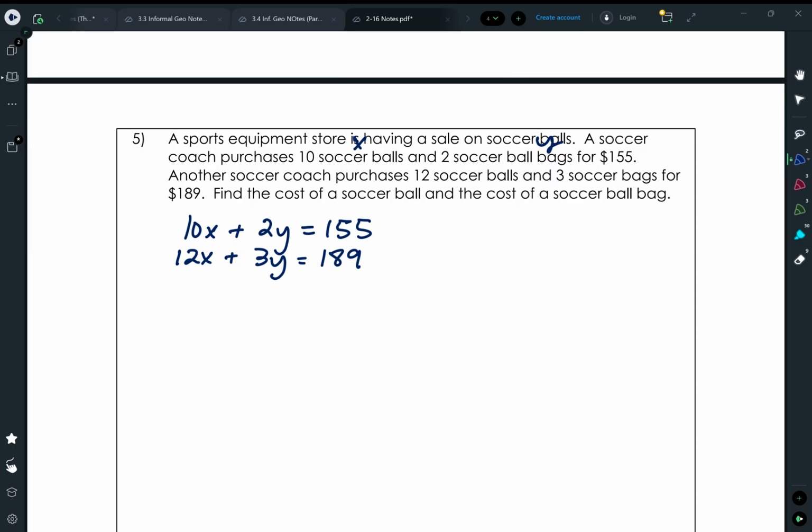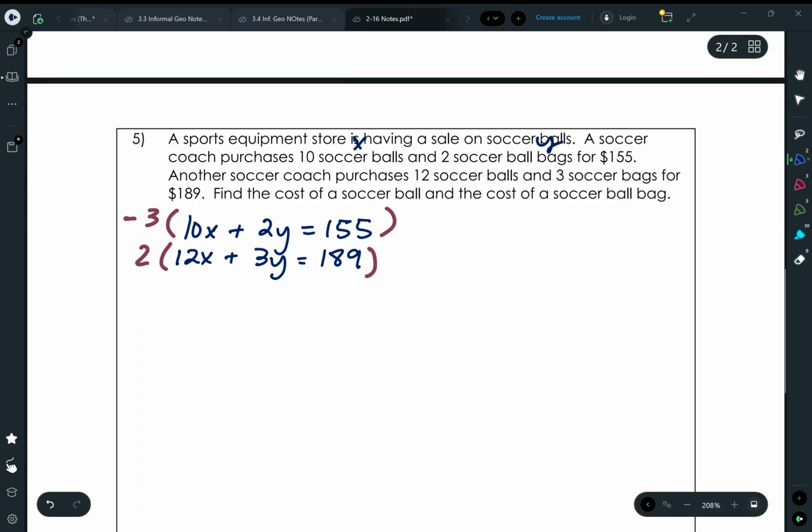So I'm going to have to multiply one of my equations by 3 and the other one by 2. And that would give me a 6y for each. But I need one of them to be negative. So since my first equation has a smaller number for x and a smaller number for 155, I'm going to make that one my negative equation so that when I'm multiplying, all of my negative numbers will be smaller than my positive numbers. So let's go ahead and multiply through now.